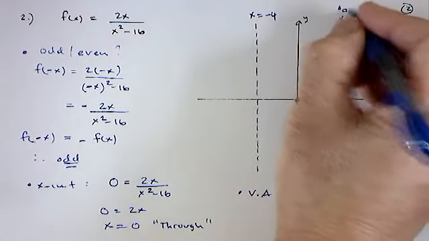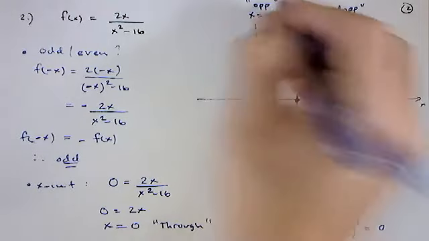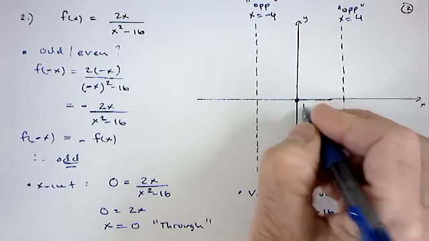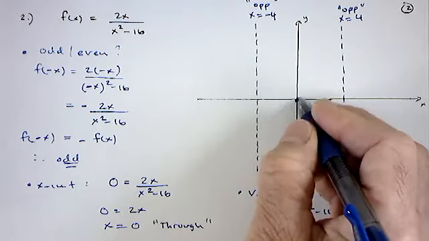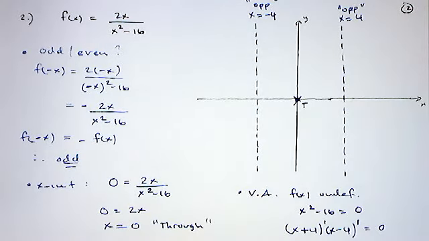In fact, I'm going to put "opposite" up here on these just to remind myself that these vertical asymptotes are opposite. And this one's a through. You can even put a little T for through if you want, knowing that the graph's going to pass through the x-axis there, one way or the other.